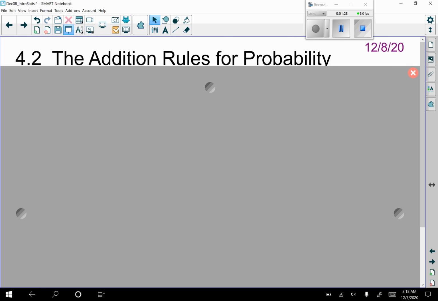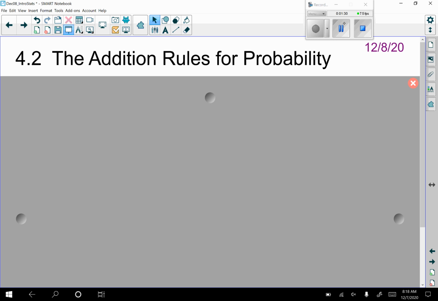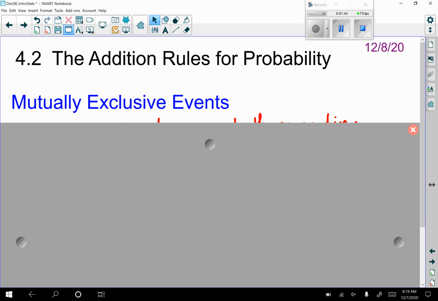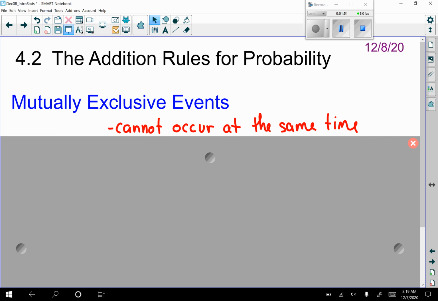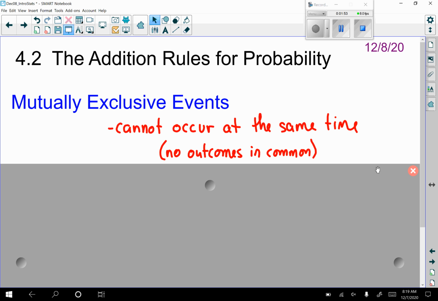All right, as we proceed, we're now going to start section 4.2. This is where we start to talk about the addition rules of probability. Now, we pretty much have already looked at this, we just didn't define it this way. And what we're really going to focus on is looking at events that we consider to be mutually exclusive or not mutually exclusive. So when events are described as mutually exclusive, they cannot occur at the same time or they have no outcomes in common.